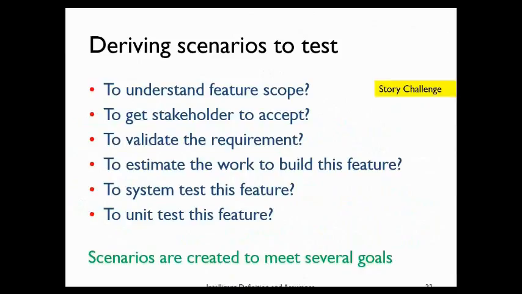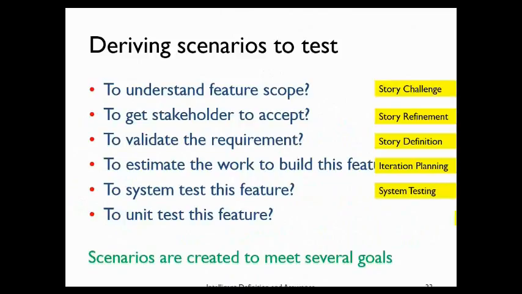Now, one thing I've mentioned quite a lot of is this notion of creating scenarios or examples. Each of the interventions that we've mentioned earlier on that involves testers looking at scenarios, they have different purposes. So we might create scenarios to understand the scope of the feature, and this might happen in the story challenge activity, to get stakeholders to accept enough tests to demonstrate acceptability.